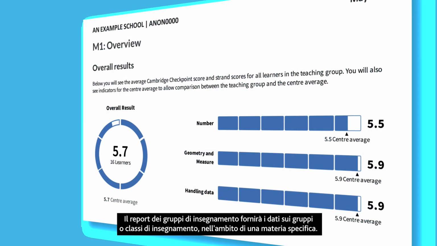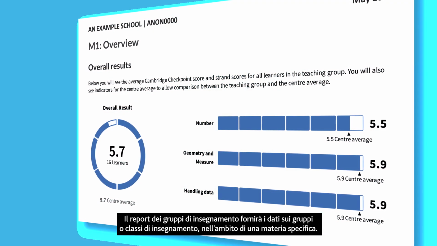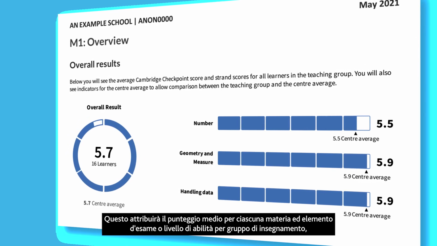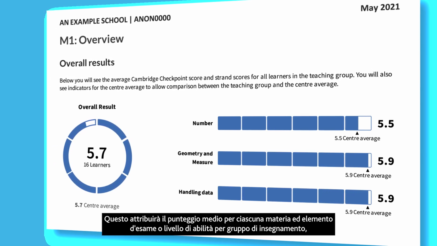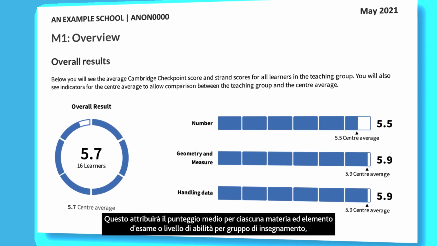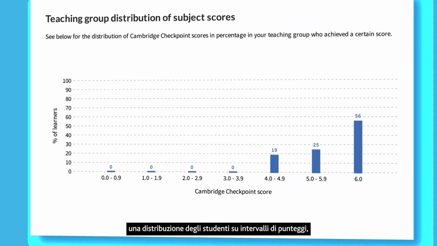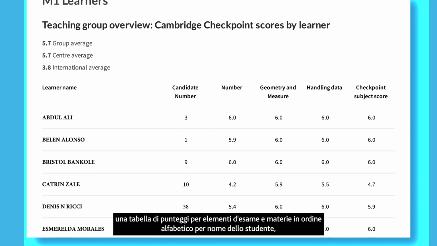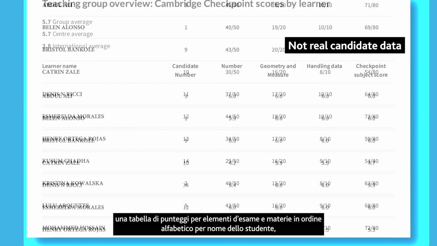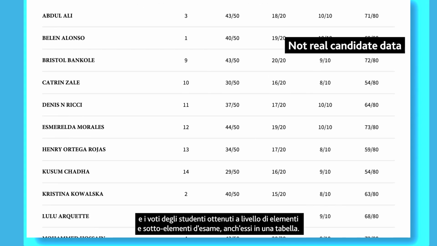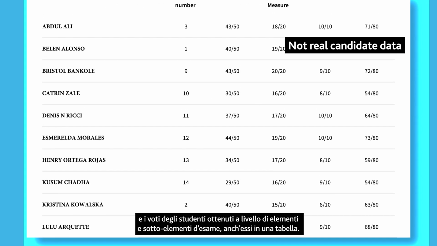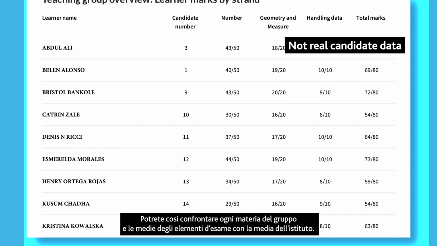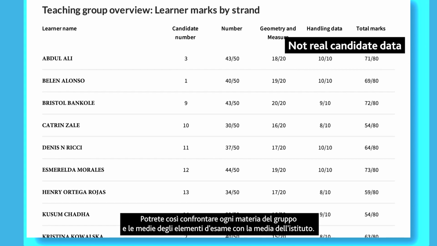Our teaching group report gives you data on each teaching group or class within a specific subject. This report gives you the average score achieved at subject and strand or skill level for the teaching group, a learner distribution across ranges of scores, a table of strand and subject scores presented in alphabetical order by learner name, and the learner marks achieved at strand and substrand level, which is also presented in a table. You will be able to compare each teaching group subject and strand averages against your centre average.